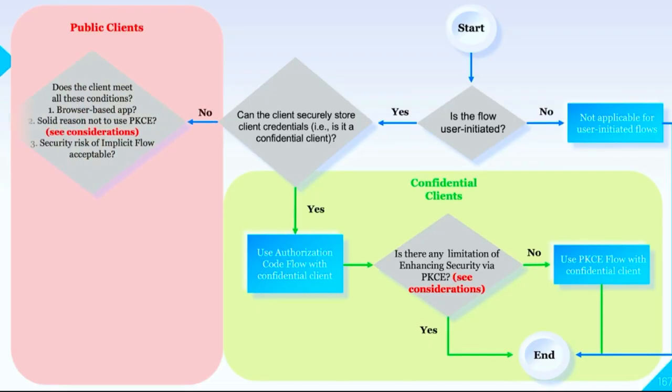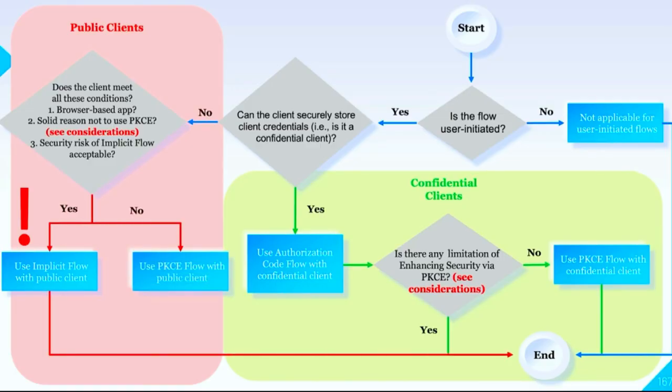Now let's see what happens if we are dealing with a public client. First, we check whether the client meets the following conditions. Is it a browser-based application? Is there a solid reason not to use PKCE? See considerations. I will cover those considerations in just a moment. Is the risk of the implicit flow acceptable? If all conditions are met and the risks are acceptable, we proceed with the implicit flow for public clients. Otherwise, if any of these conditions are not met, we move forward with the PKCE flow for public clients.